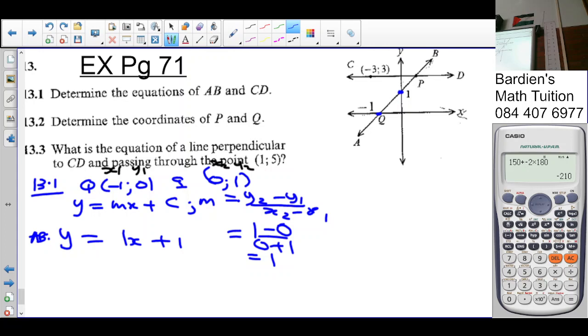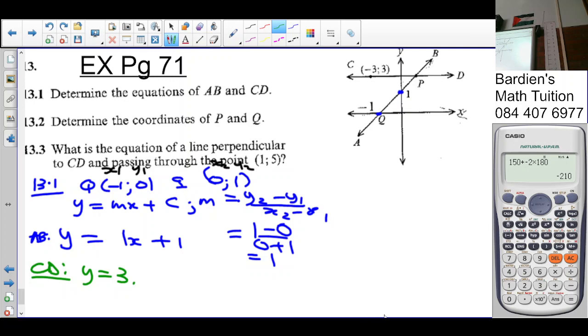Now if you're looking at line CD, what do you notice about line CD? It's parallel to your x-axis. So anywhere on this line you have a constant y value of 3. So what's the equation of CD? What's the equation of CD? y is equal to 3.